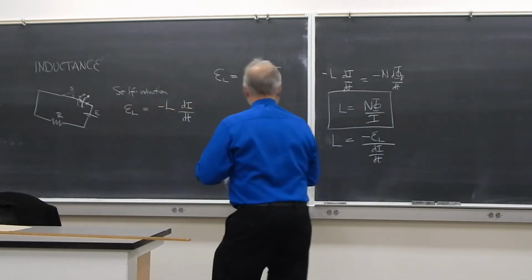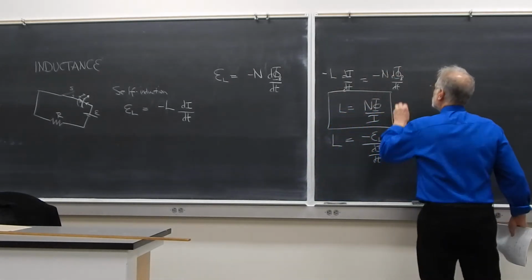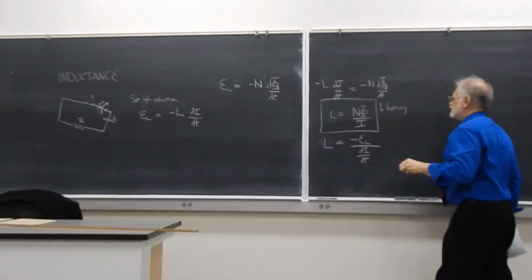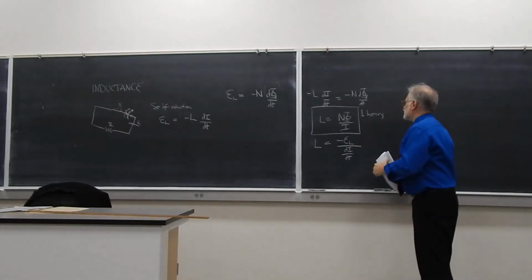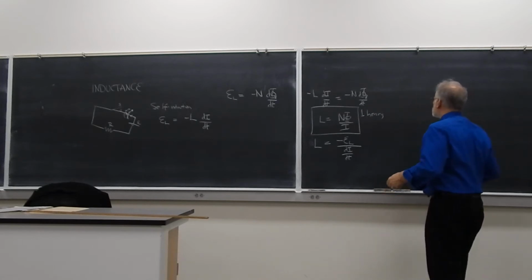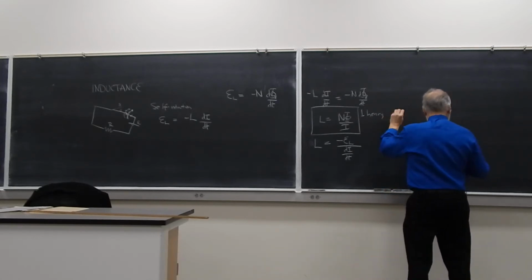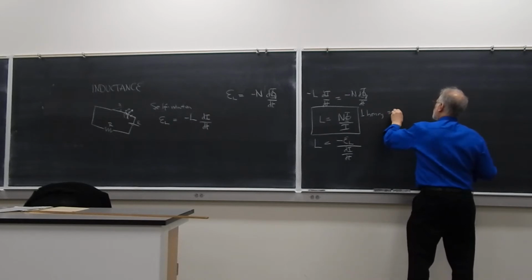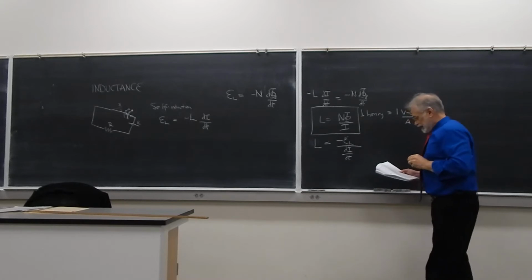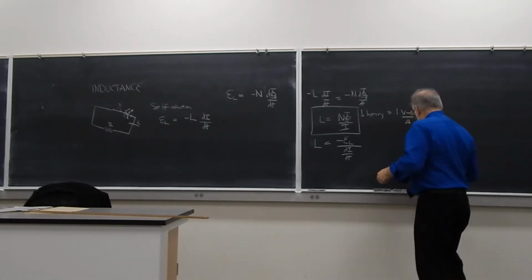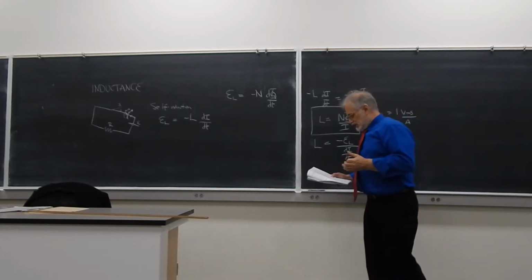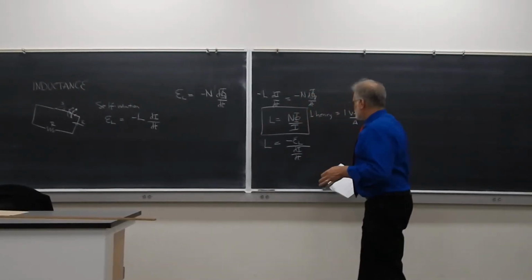The unit of inductance is called the Henry, after Joseph Henry, the one who independently discovered electromagnetism along with Faraday. The Henry is defined as 1 volt second per amp. So inductance is essentially a measure of the opposition to a change in current. Let's do an example of this.